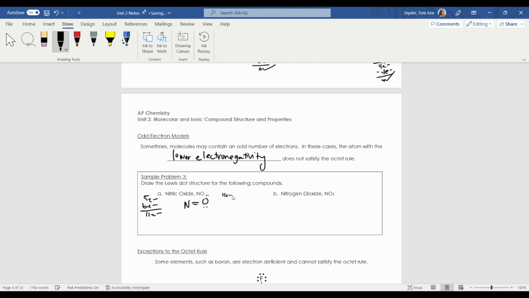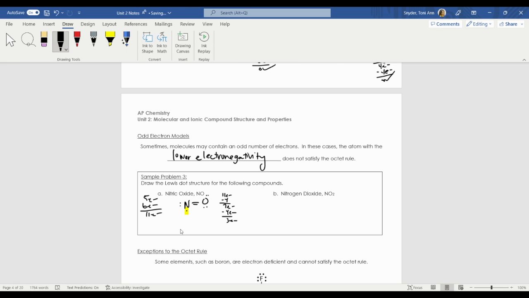11 minus 1, 2, 3, 4 from the bonds gives us a total of 7 electrons. 1, 2, 3, 4. Minus another 4 gives me 3 electrons. Uh-oh, I got 3 left. Those 3 are going to have to go on nitrogen. And one of those is in a pair, and one of them is not. And that electron without the pair is interesting.